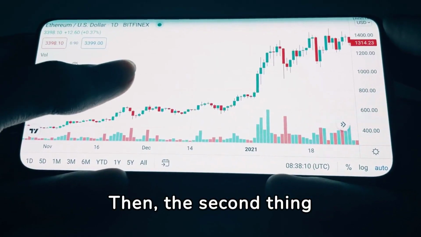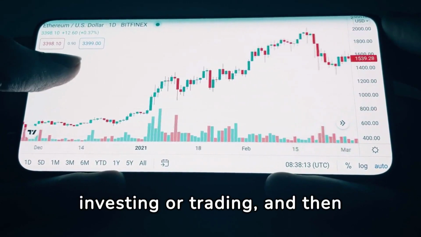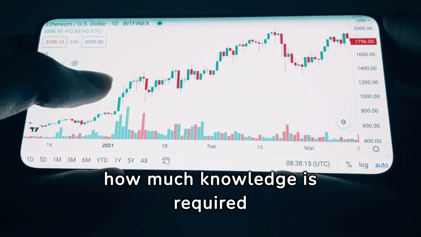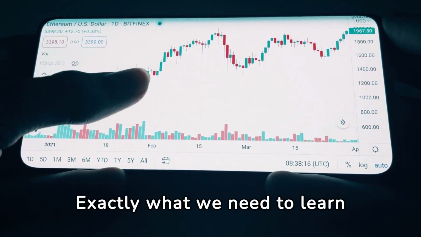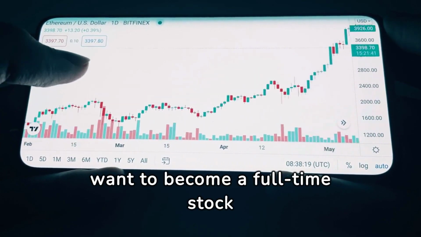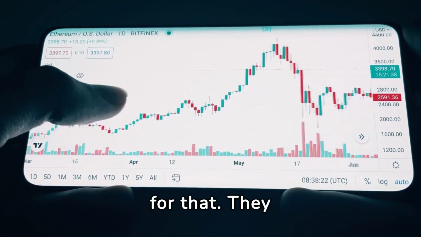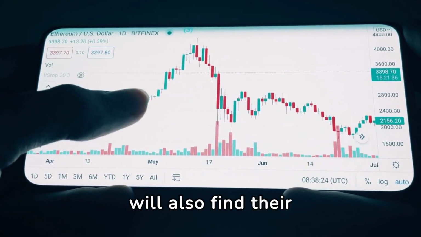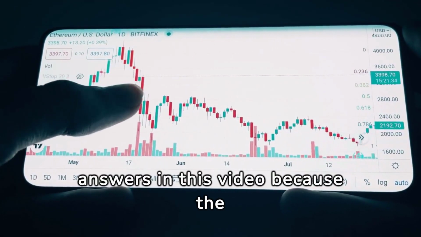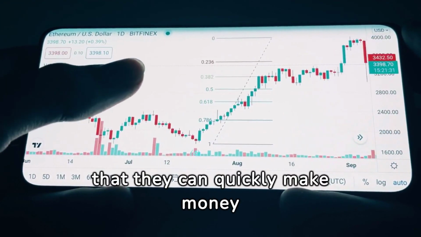Then the second thing is, what is the minimum amount with which you can start investing or trading? And then how much knowledge is required in each. Exactly what we need to learn, because many people ask me through emails and comments that they want to become a full-time stock market investor or trader. So what do they need to do for that? They will also find their answers in this video, because the majority of people enter the stock market with the mindset that they can quickly make money here.